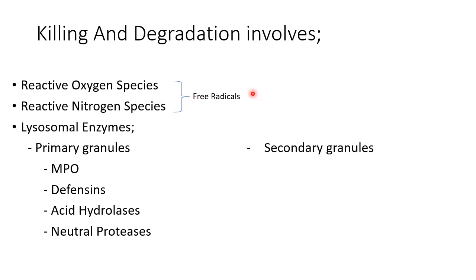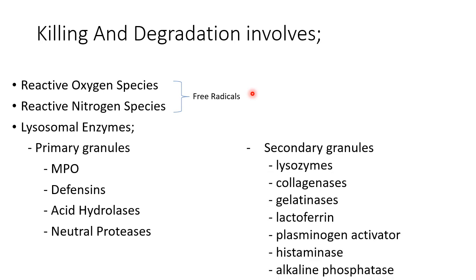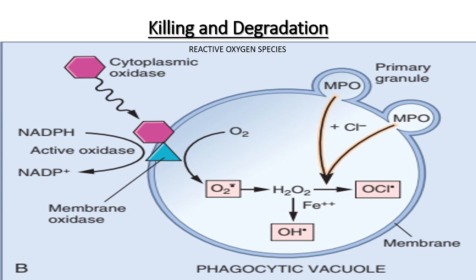Then the next thing we talk about is the secondary granules, which contain these enzymes: lysozyme, collagenase, gelatinases, lactoferrin, plasminogen activating factor, histaminase, and alkaline phosphatase. We are going to focus mainly on these free radicals, and lastly on lysosomal enzymes. Now let's look at the step of killing and degradation by formation of reactive oxygen species. These are formed in the presence of an enzyme known as NADPH oxidase.